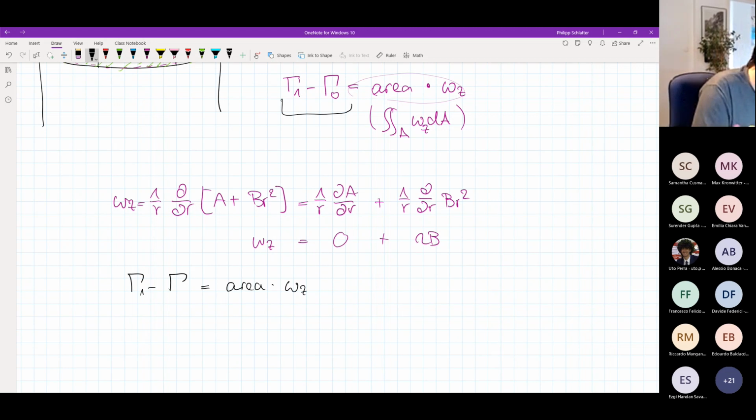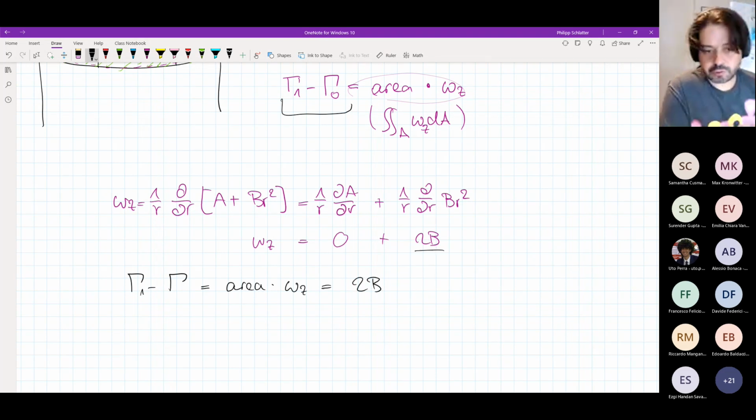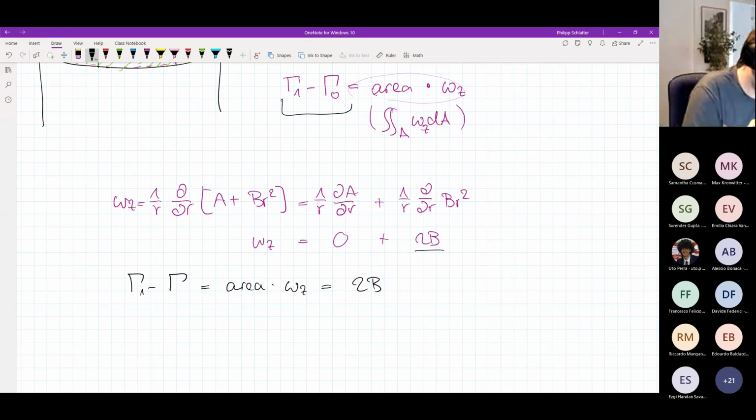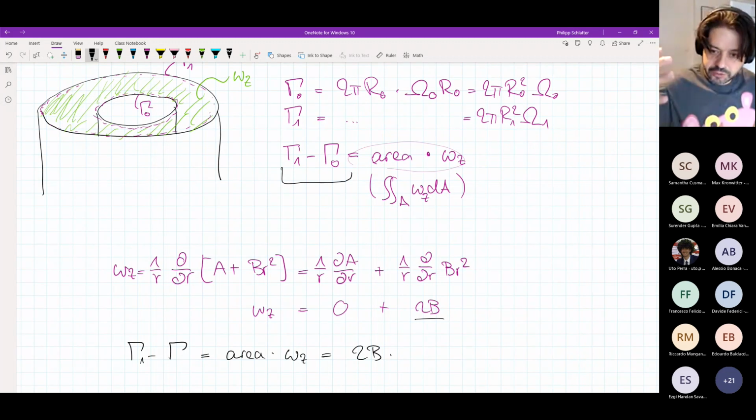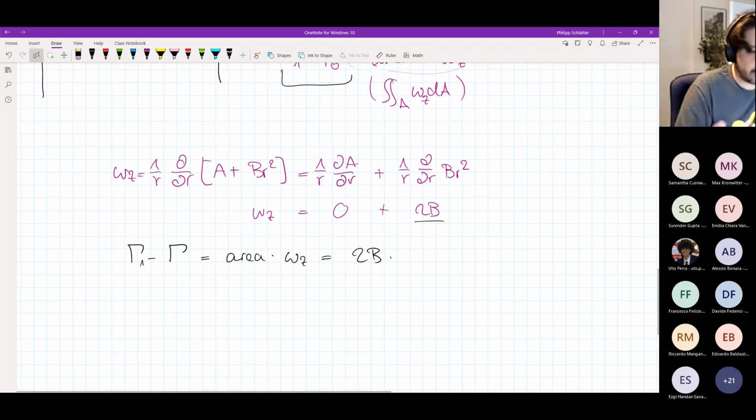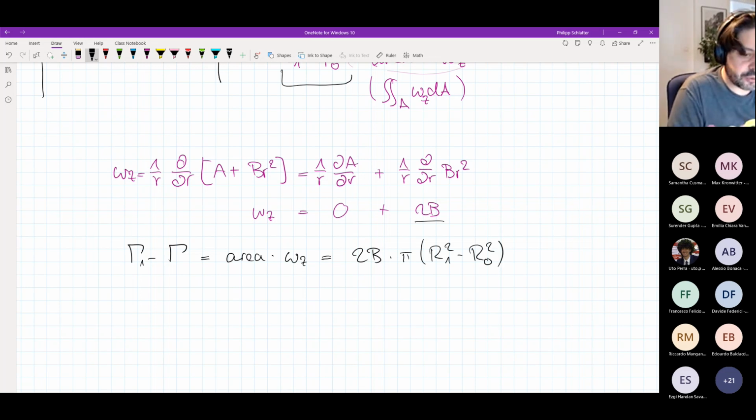And of course, if we now start to fill in what we have seen, omega z is 2 times b. This is what we calculated last time, times the green area here. And the green area here is nothing else than the difference between the area of the big circle minus the area of the small circle. So in this case, this would just be pi times r1 squared minus r0 squared.